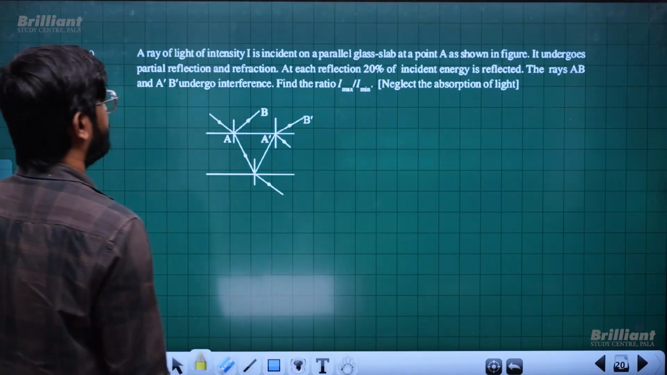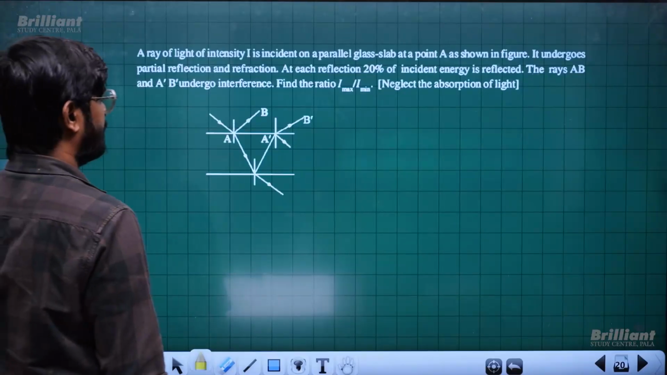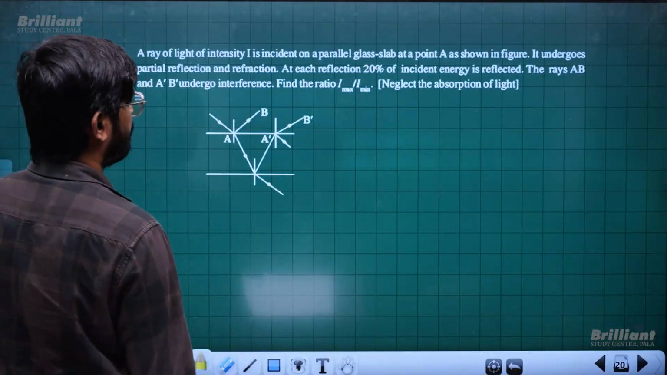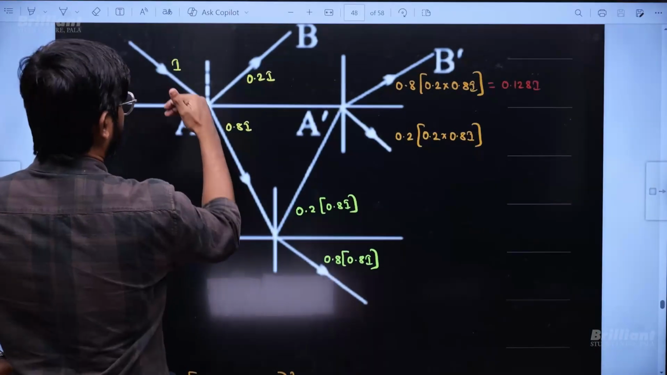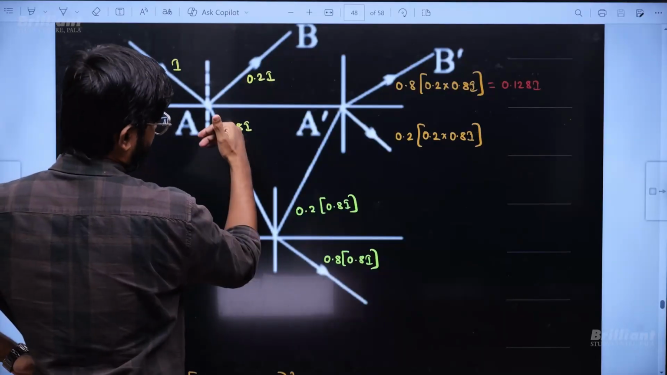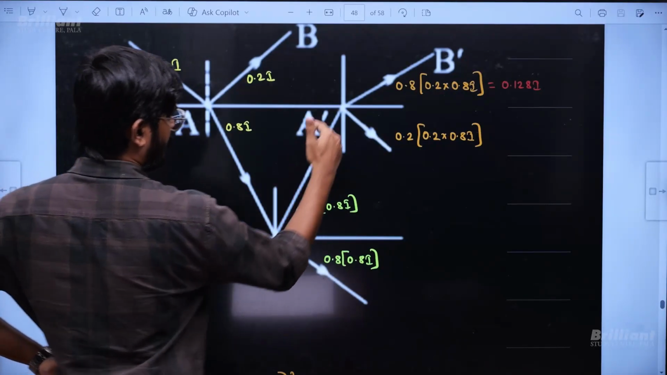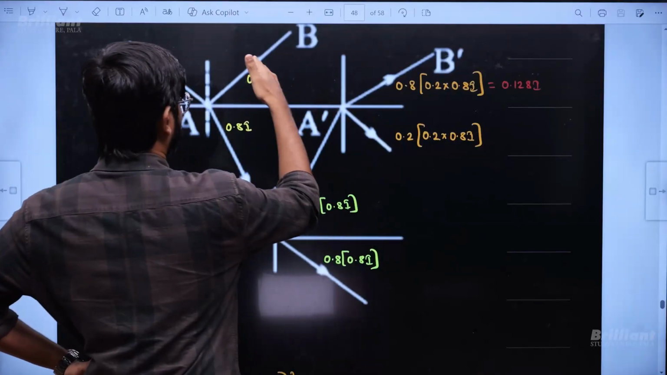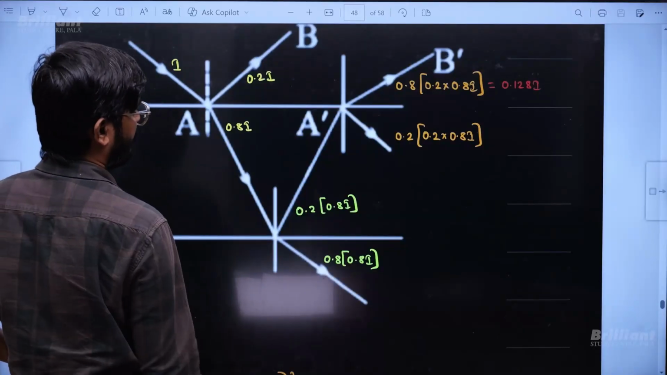A ray of light of intensity I is incident. It undergoes partial reflection and refraction. At each reflection, 20% is reflected and the rest is refracted. Find the ratio of maximum and minimum intensity. Out of this, 0.2 is getting reflected and 0.8 is transmitted. Out of this, 0.2 is getting reflected, the rest is transmitted. Out of this, 0.2 is reflected, the rest is transmitted. And these two are going to interfere, depending on the angles or depending on thickness.